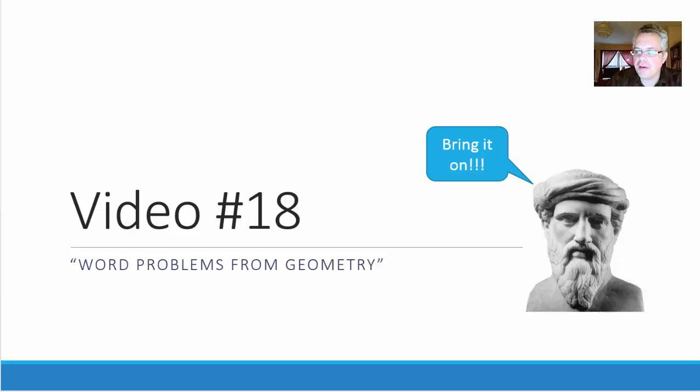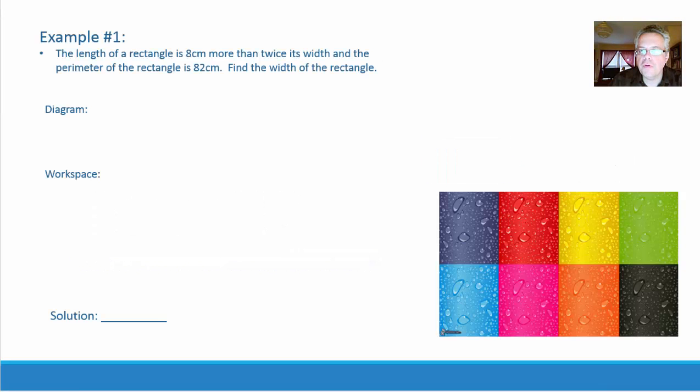I got my buddy Pythagoras here. Looks like he's all ready to go. So let's get started. We're going to do word problems that come from geometry. Okay, here's our first example. We're going to do two rectangle examples and two triangle examples. These are kind of like problems that are on the ACT, and I really want you to get them if you come across them.